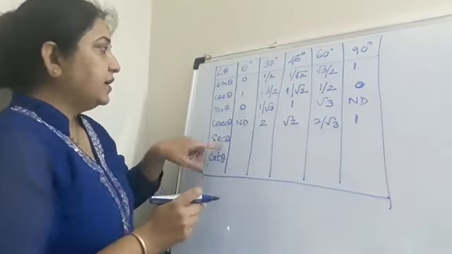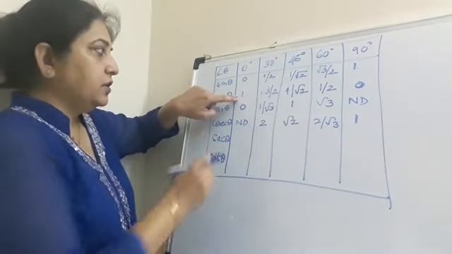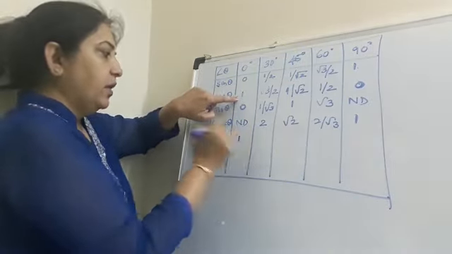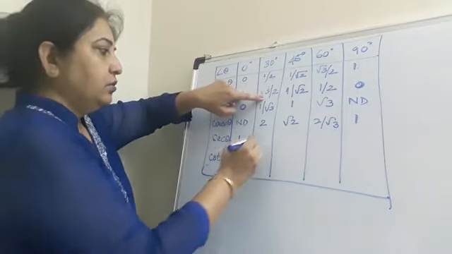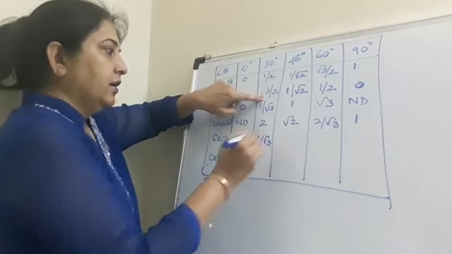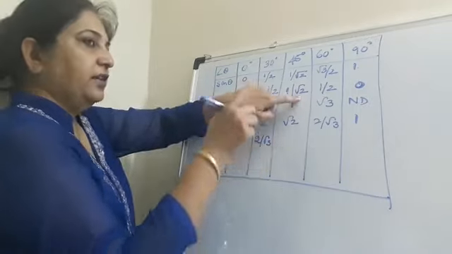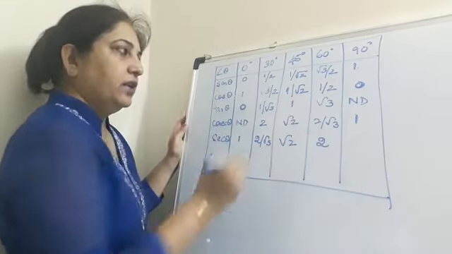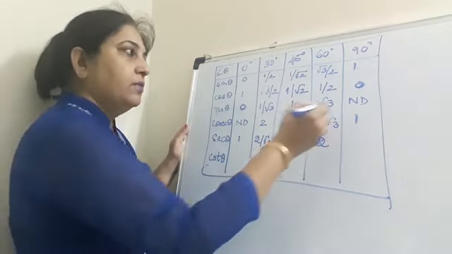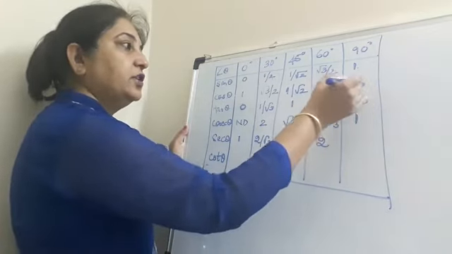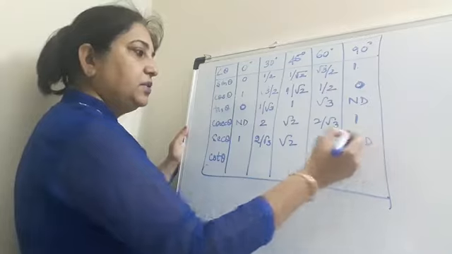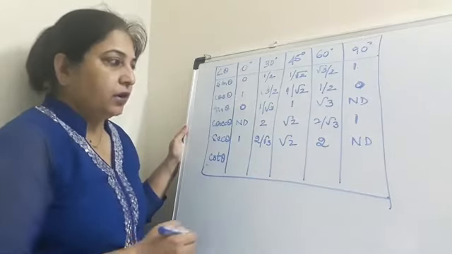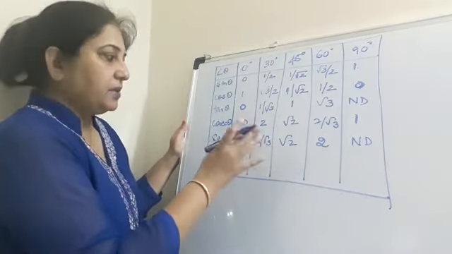Next, sec theta. Sec theta is the inverse of cos theta. So this is 1 by 1, therefore 1. Root 3 by 2, again 2 by root 3. 1 by root 2, the inverse, root 2. 1 by 2 will give you the opposite of this, that is 2. And for the last one, it was 0 upon 1, and now it becomes not defined. Followed? I hope you are understanding what I am explaining to you.